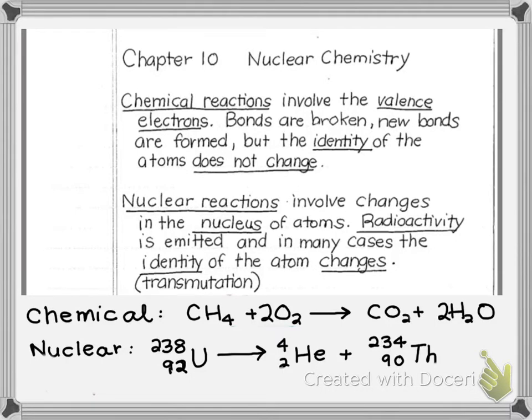So far in our study of reactions, we've concentrated on chemical reactions. And chemical reactions involve the valence electrons of the atom, and those electrons are involved in bonding. In a chemical reaction, the bonds of the reactants are broken, the atoms are rearranged, and new bonds are formed to form the new compounds. In a chemical reaction, the identity, or what the atom is, does not change.